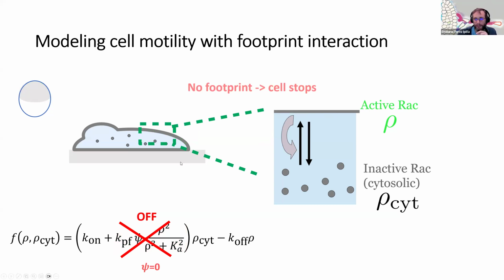But when the cell reaches a region where it hasn't been before, so there is no footprint, now there is nothing sustaining this positive feedback. So the cell is going to eventually lose the polarity and stop moving.